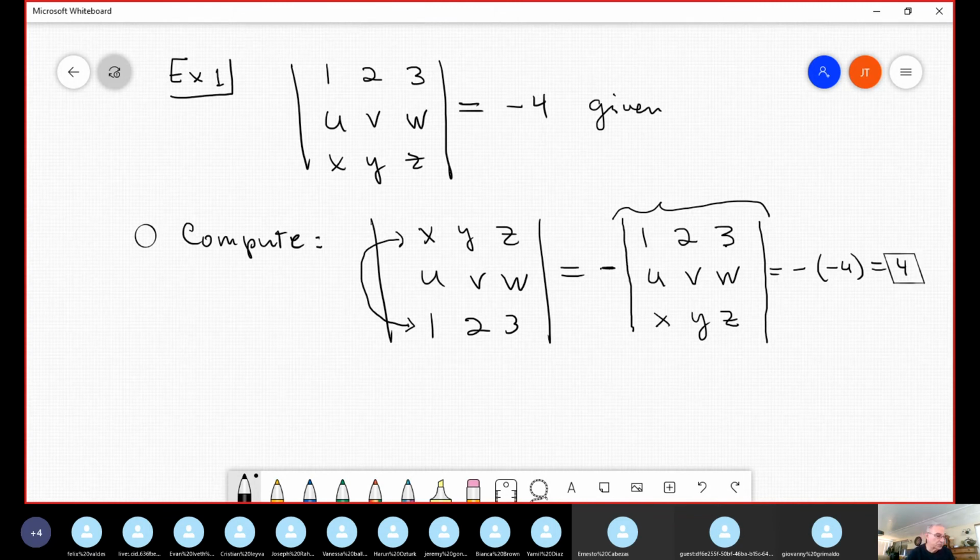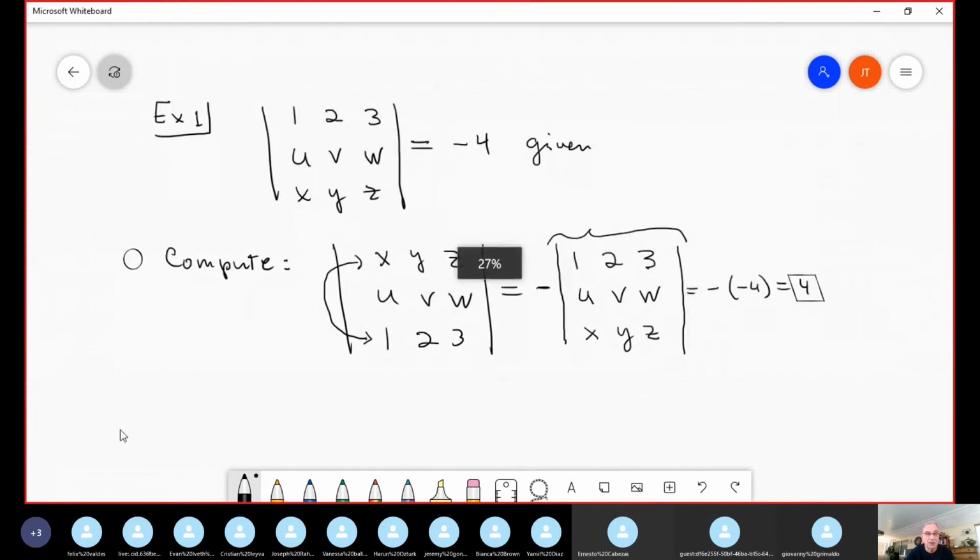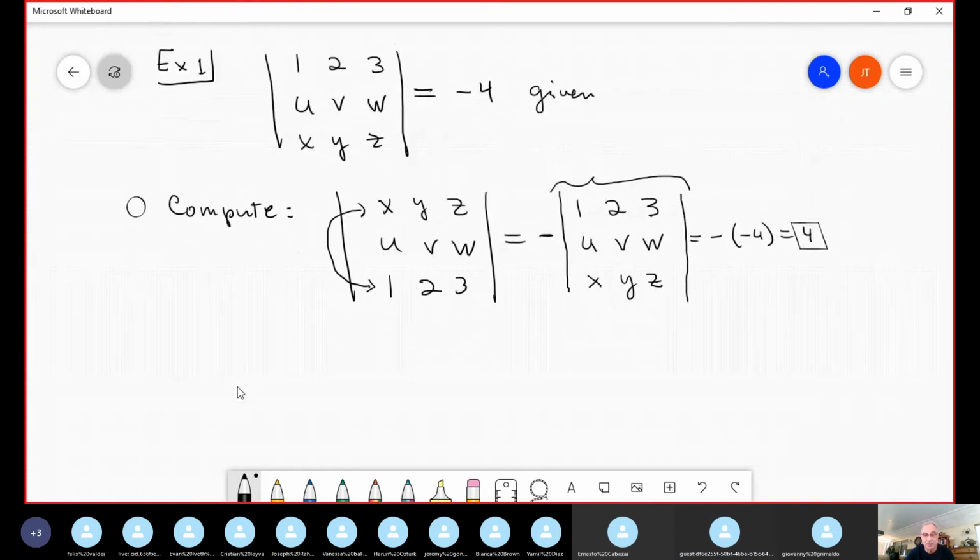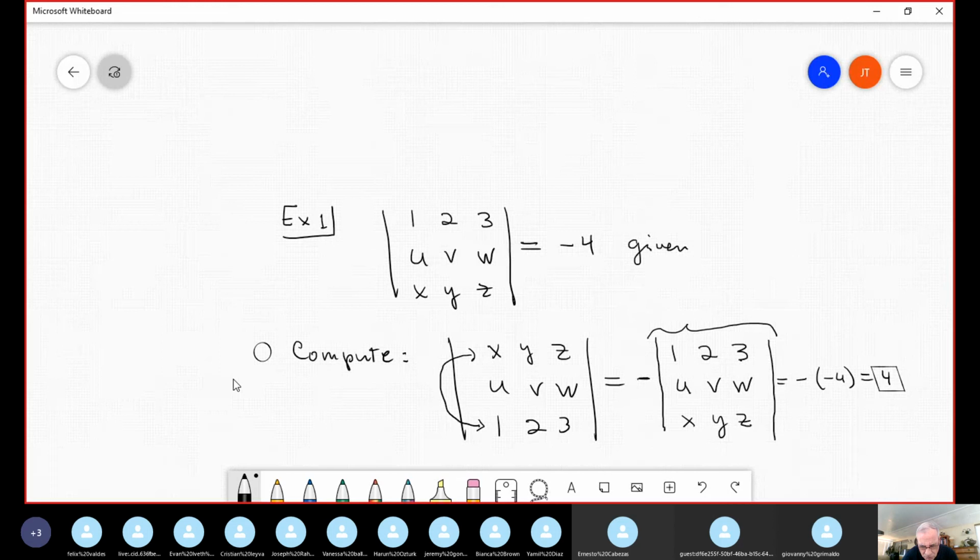Any question? No, sir. Okay, let's do another. Go ahead. You said the first determinant was negative 4, given. I was wondering why you had negative 4 and positive 4. Giovanni, this is given. Suppose I put not negative 4 but 400. Then what is the answer of this? The answer is negative 400, because we have two rows interchanged.